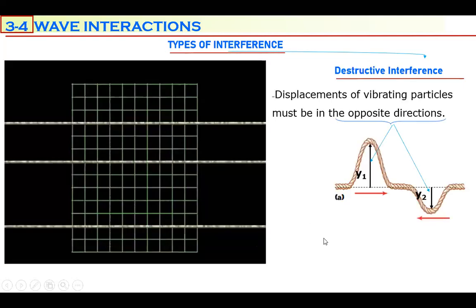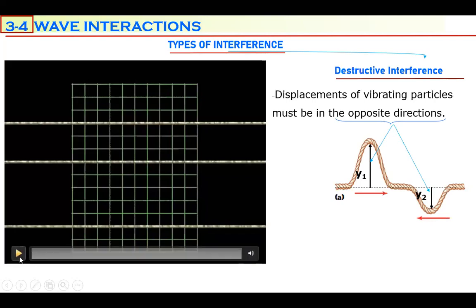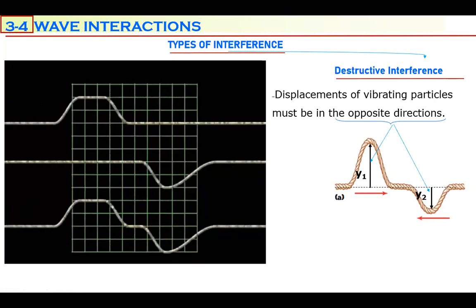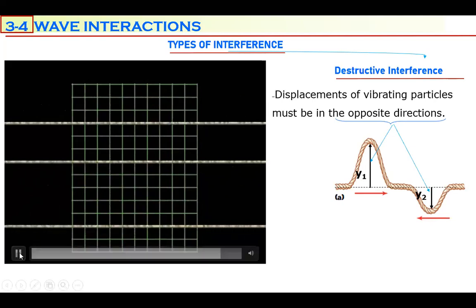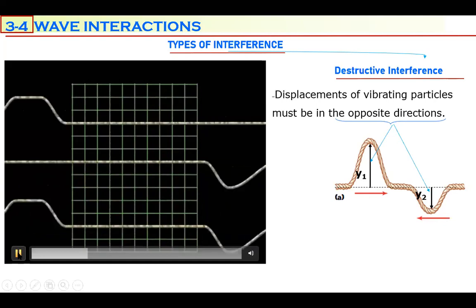What if they are in opposite directions? One displacement is in positive y, the other displacement is in negative y. If the displacements of the particles are in opposite directions, in this case, of course, they will weaken each other. Let's see the video. Now two pulses are approaching in opposite directions. For an instant, they cancel each other, but later they go on their own way. Then let's stop when they meet, when they overlap.